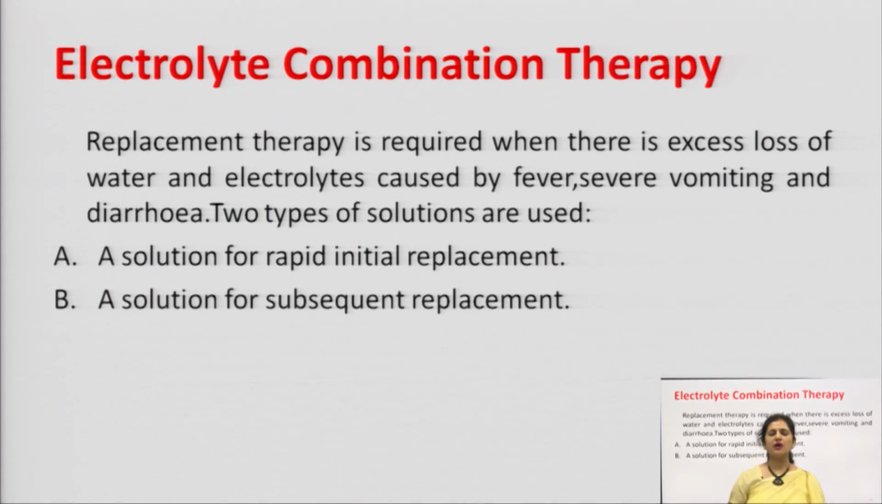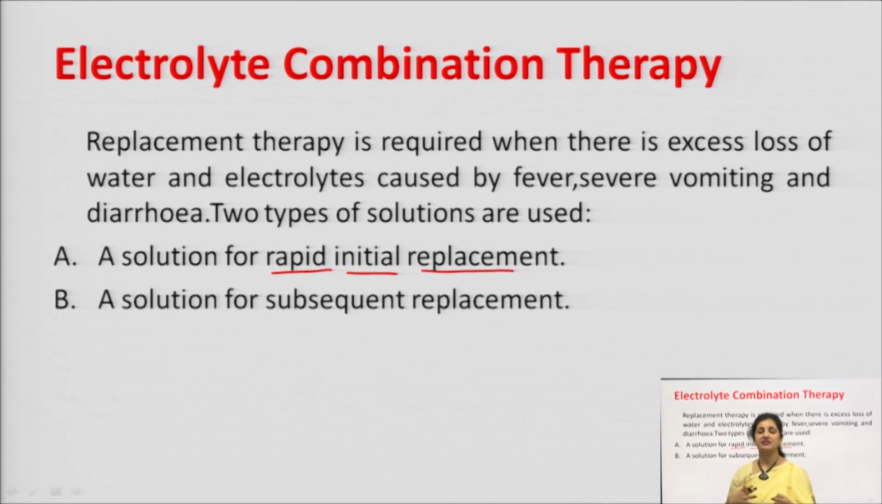So, in order to overcome such a situation, basically two types of solutions are used. One is the solution for rapid replacement and the other is the solution for subsequent replacement. As the name suggests, rapid initial replacement means if there is an electrolyte imbalance in the body due to loss of electrolytes, we need to administer this salt immediately, initial replacement. And further, we can decrease the quantity of those electrolytes which are used for the subsequent replacement.